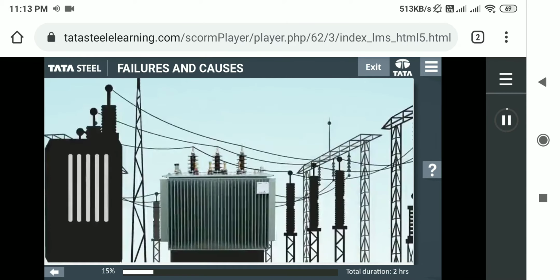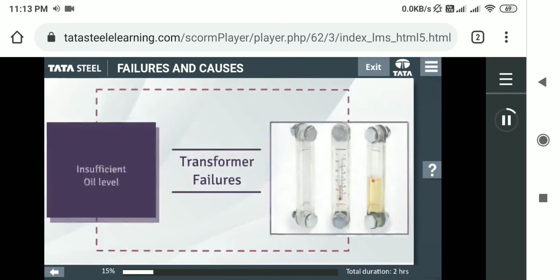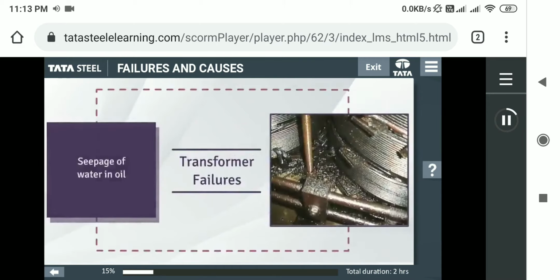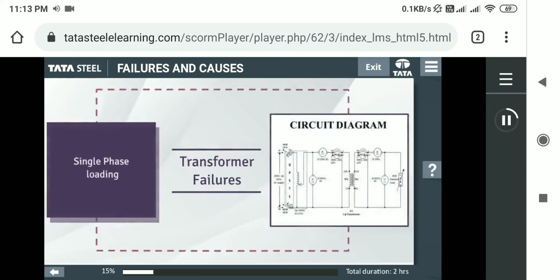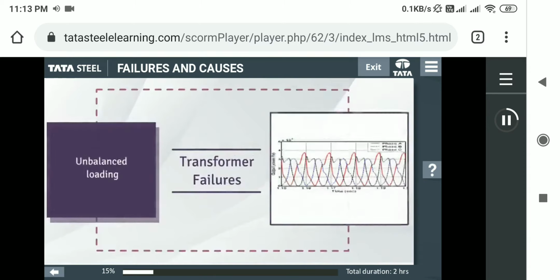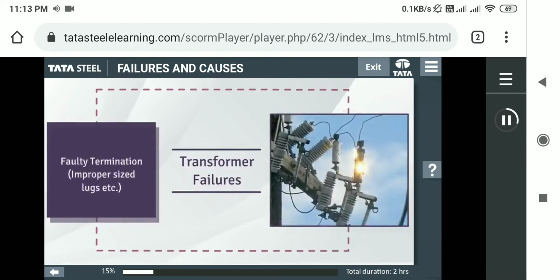Now that we know the measures for protecting the transformers, let's take a look at the failures that can take place in a transformer. Insufficient oil level, seepage of water in oil, prolonged overloading, single phase loading, unbalanced loading, faulty termination, improper sized lugs, etc.